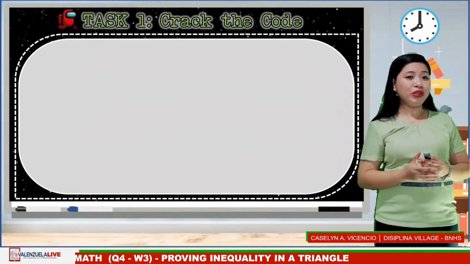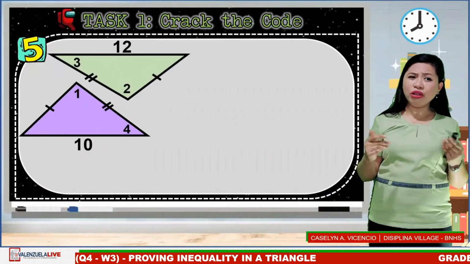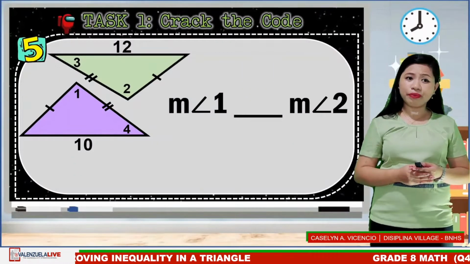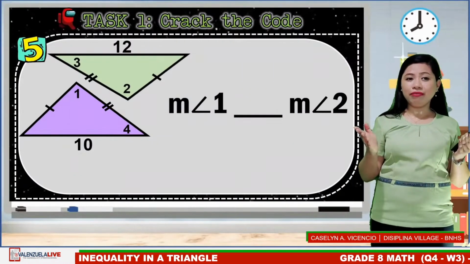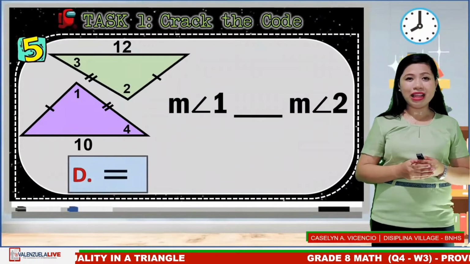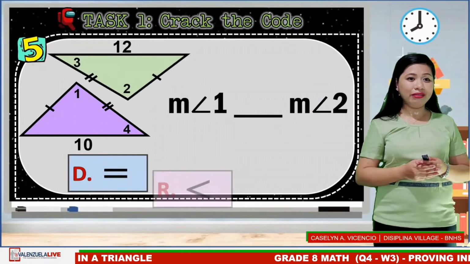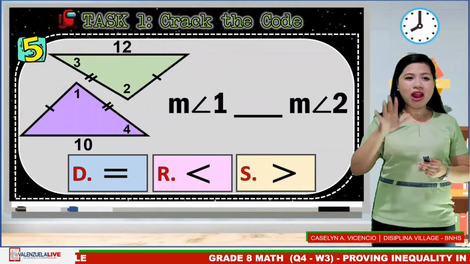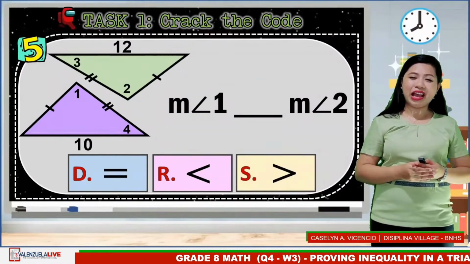For our fifth figure, how will you describe the measure of angle 1 and angle 2? Is it letter D, equal, letter R, less than, or letter S, greater than? Our 5 seconds starts now.